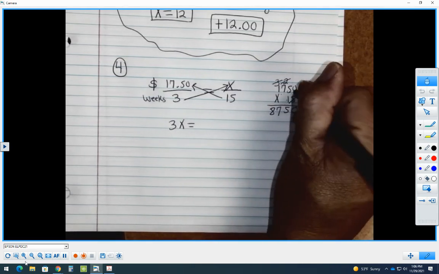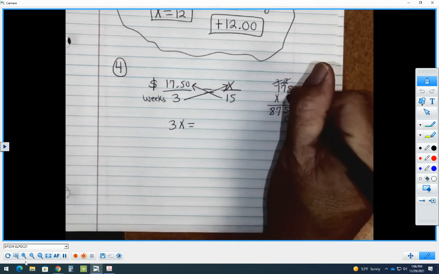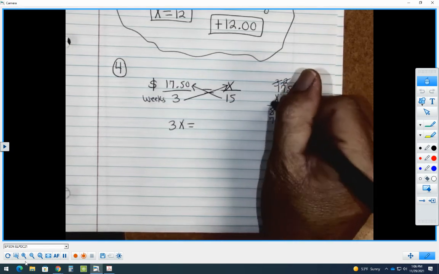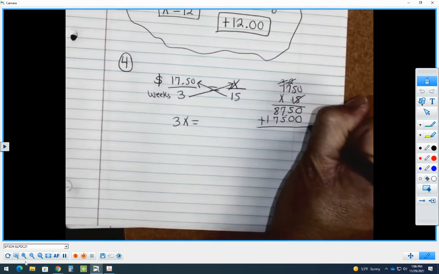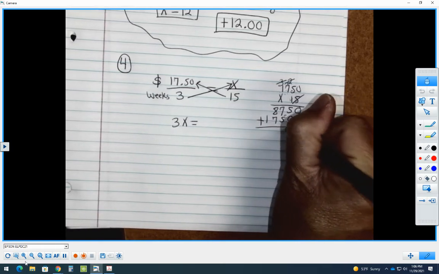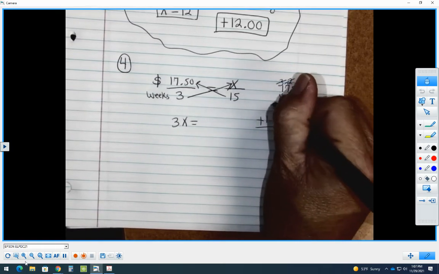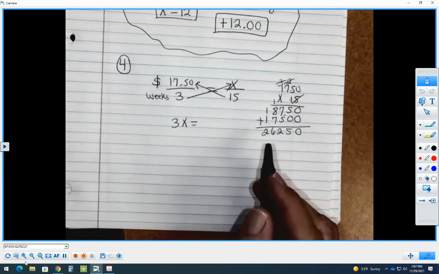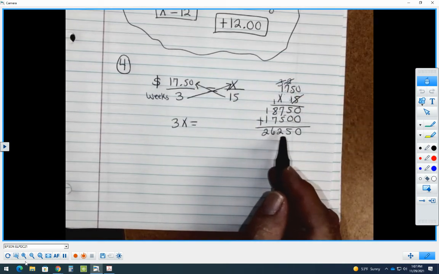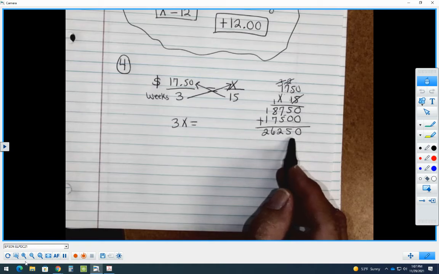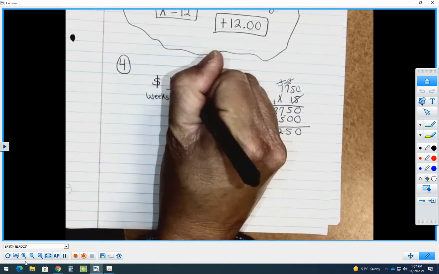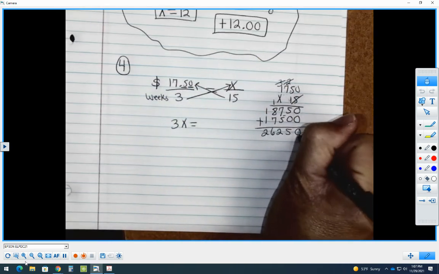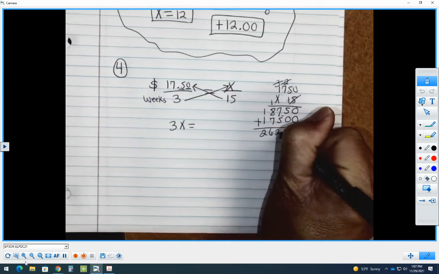Then we start again. 1 times 0, 0. 1 times 5, 5. 1 times 7, 7. And 1 times 1, 1. We add them up. 0, 5, 12, 16, and 2. So right now the answer looks like 26,250. However, there were two decimal places. So I need to go back to 1, 2, and put back the decimal.